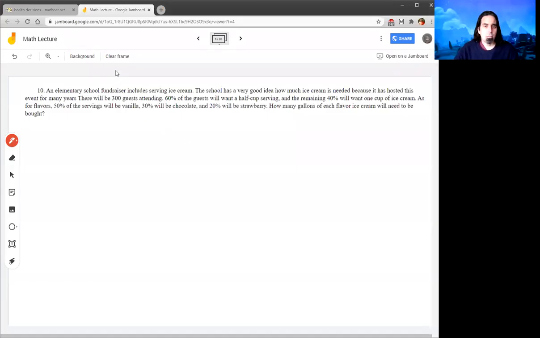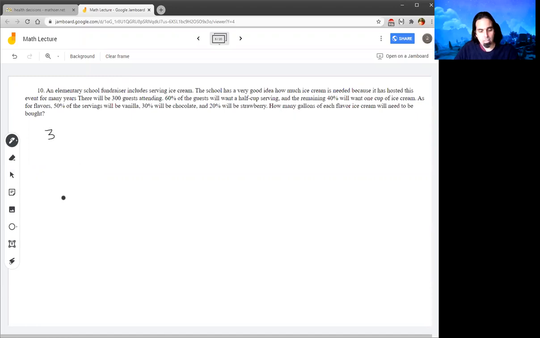Continuing, number 10, there's an elementary school fundraiser that has ice cream. And they've done this before, so they can make some good guesses on what they will need. There are 300 guests attending, and 60% will want a half cup serving, 40% will want a whole cup.